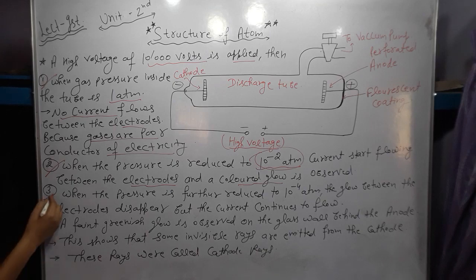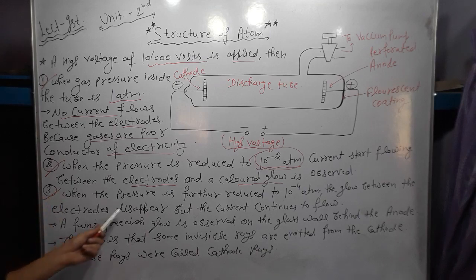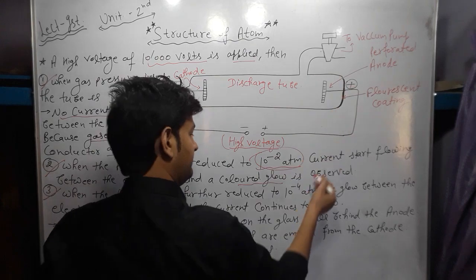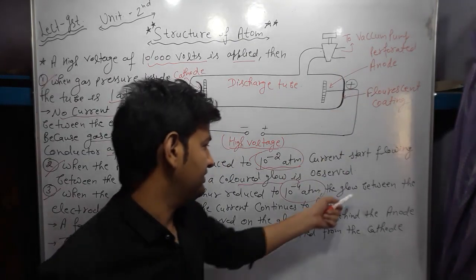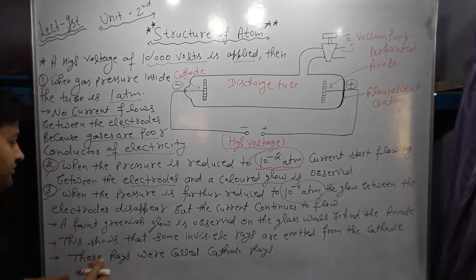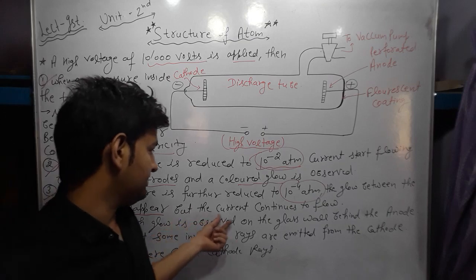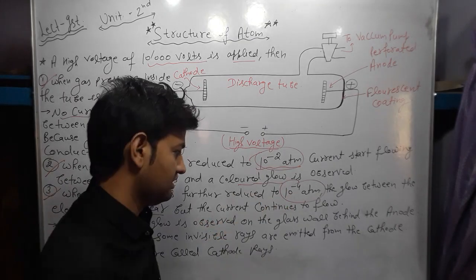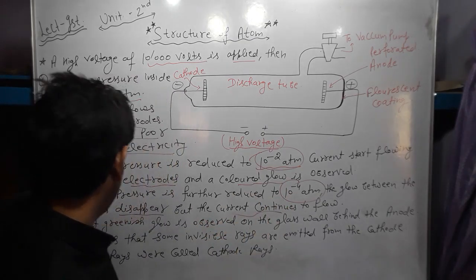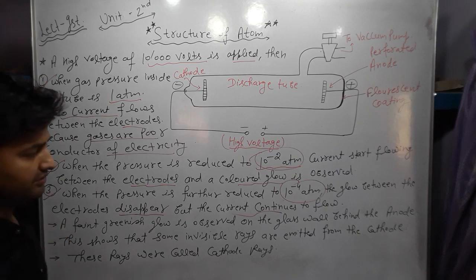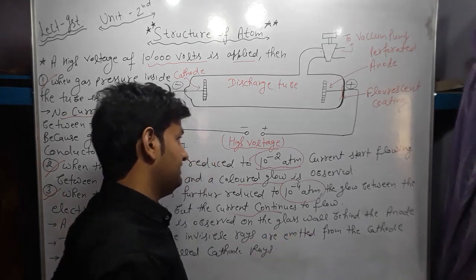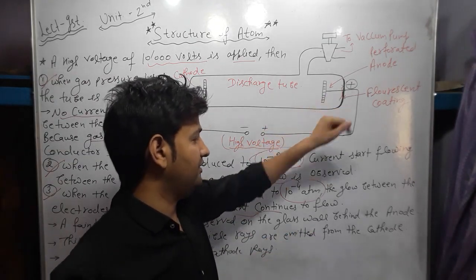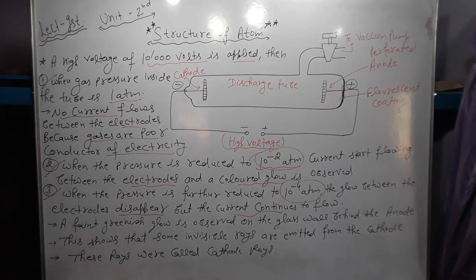Third conclusion: when the pressure is further reduced with the help of the vacuum pump, the glow between the electrodes disappears. If the pressure is reduced more, the glow will disappear, but the current continues to flow. A faint greenish glow is observed on the glass wall. Here we saw a faint greenish glow behind the anode. This is our anode, and here we see a greenish glow.